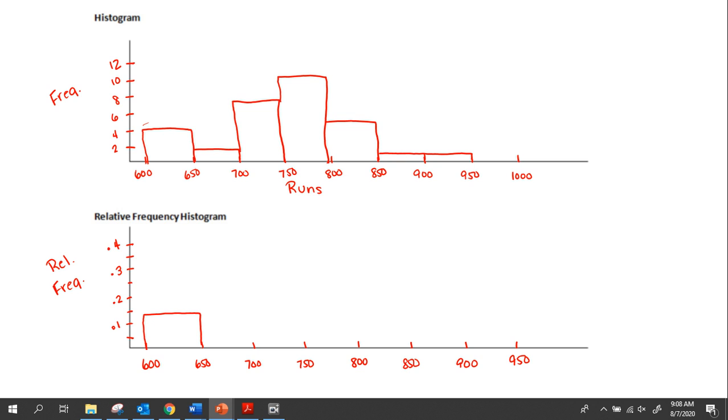And keep going. So 2 divided by 30 for the next set, so that's 0.07. Then I have 7, which is 0.23. Then 10, which you should know is 0.33. Then we had 5, which is 0.17. And then 1 twice. So that's 0.03 and 0.03.